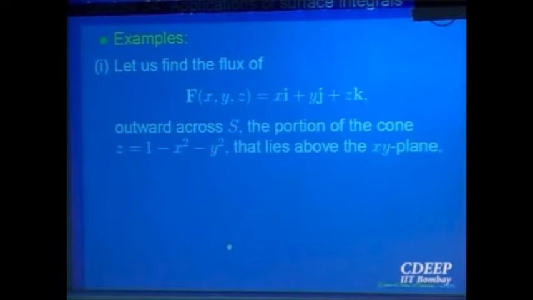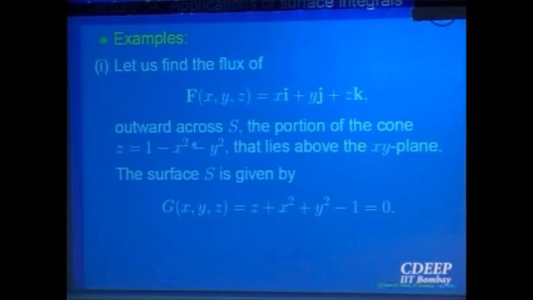So let us do one more example on this idea. F is given by the position xi plus yj plus zk, outward across the portion of the cone that lies above the xy plane. Look at the portion of the cone that lies above the xy plane. We want to compute, with 1 minus x square minus y square. So let us write the surface implicitly as g(x,y,z) equal to z plus x square plus y square minus 1 equal to 0.